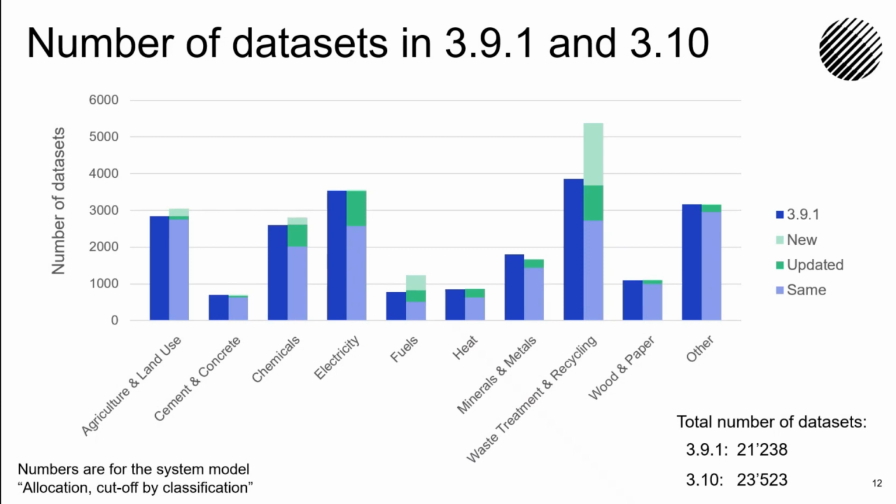We can see that for the sectors for agriculture, chemicals, fuels, and waste treatment, we have added quite a few new datasets. And we will see later on why the number of new datasets is so high for the waste treatment sector. We have updated datasets in all sectors, but we can see that the sectors for chemicals, electricity, fuels, and waste have more updated datasets compared to the other sectors.